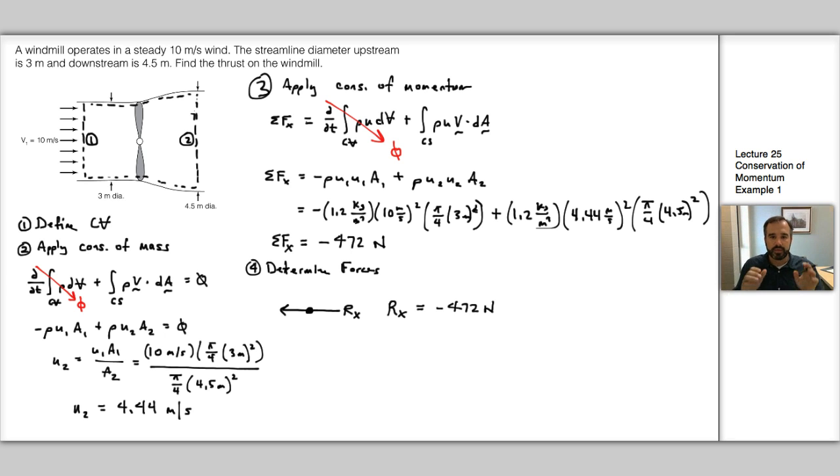Now again, that's the force on the fluid. So the force that the windmill experiences, or the thrust that would be affecting the windmill, we employ Newton's third law, and we say it's equal and opposite. So that force on the windmill is going to be equal to 472 newtons. And that's our answer for this problem.